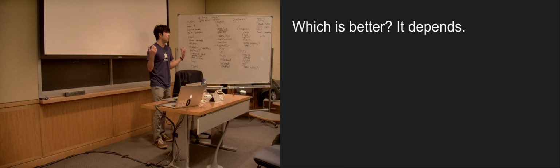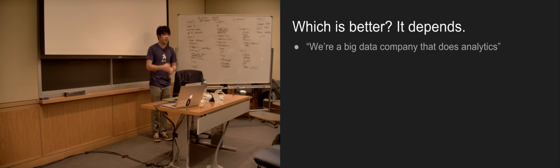So which is better? Well, it really depends what you're doing. And so I'm going to test your knowledge. Which one should we use if we're a big data company that does analytics? Relational. Why? Yeah, it's easy to analyze the data. You can create relations between tables arbitrarily. Like, who knows if this table relates to this? Let's find out. Whereas with Mongo, it would be very hard to do.